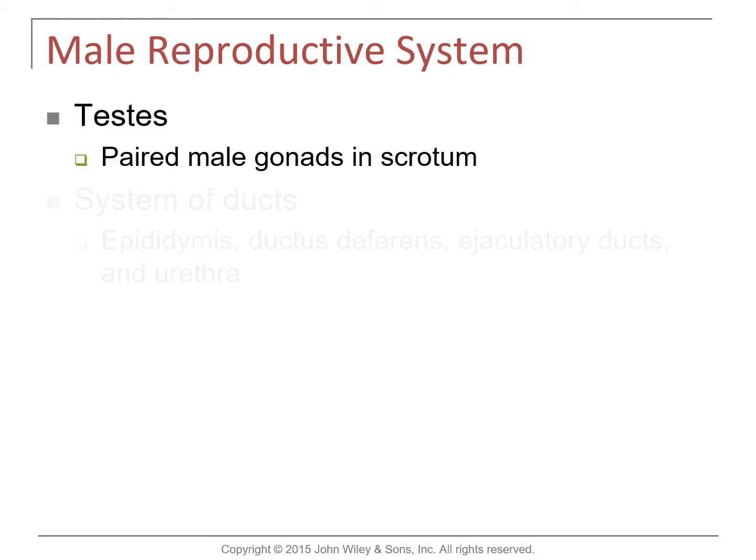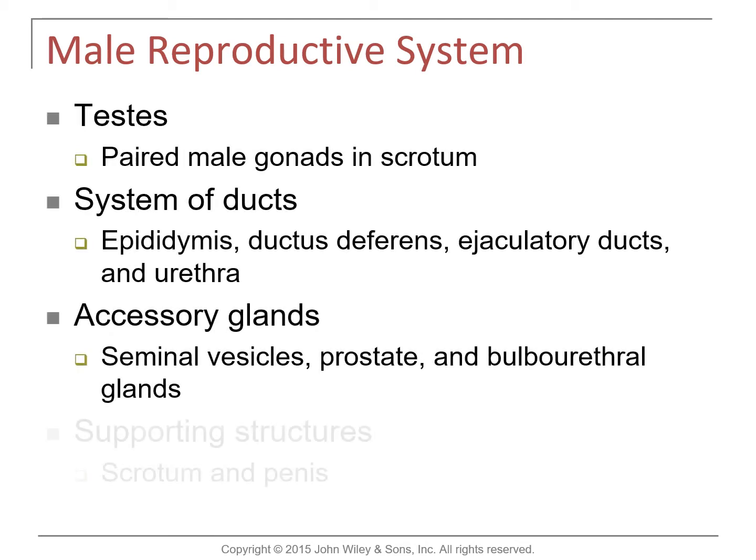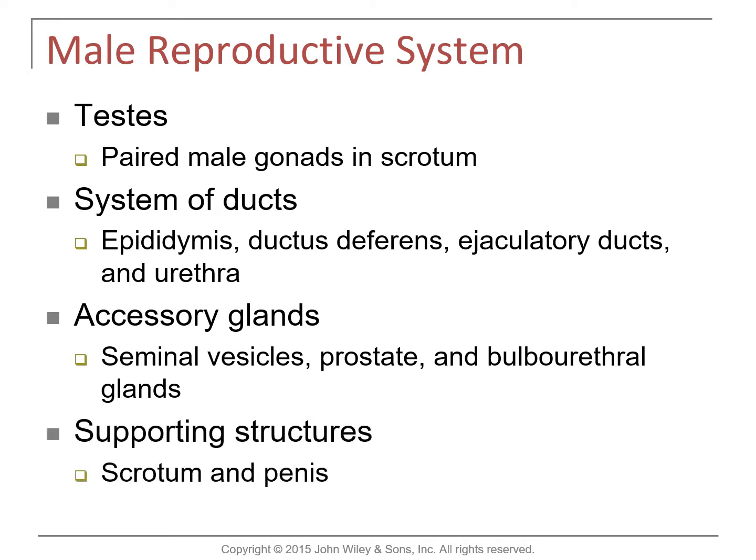All right, let's now meet the structures of the male reproductive system. We have already met the testes, also known as the testicles. These are the paired male gonads located in the skin sac called the scrotum. So the testes or testicles are actually housed outside of the abdominopelvic cavity for a very specific reason, which we will discuss shortly, but keep that in mind.